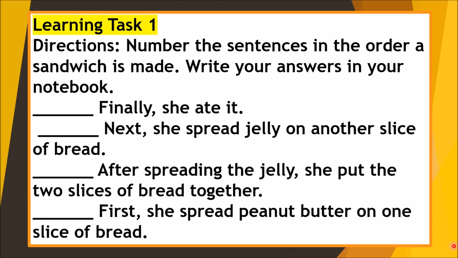Now, let's find out. What will be the first one? Let us number it. 1. What is the first one? Number 1, of course, because of the word first. First, she spread peanut butter on one slice of bread. What will be the next one after this? Followed by it, number 2. Next, she spread jelly on another slice of bread.